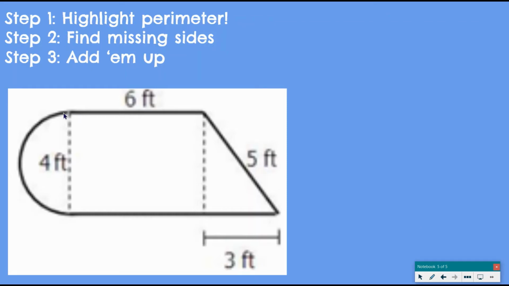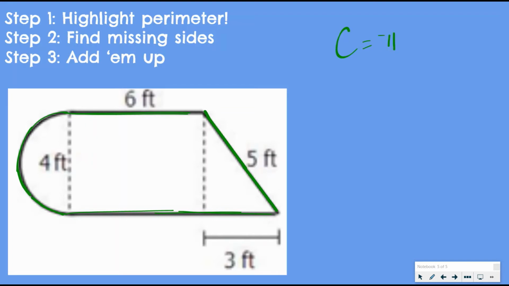Alright, so here I'm going to highlight the perimeter, find any of the missing sides that I have, and then add up all of my sides together. So see, this is the first one that I have a curved part. So really I'm going to think about that as part of a circle. So when I deal with the perimeter of a circle, I'm really dealing with circumference.